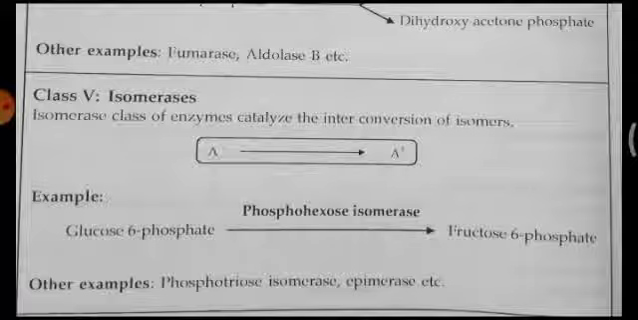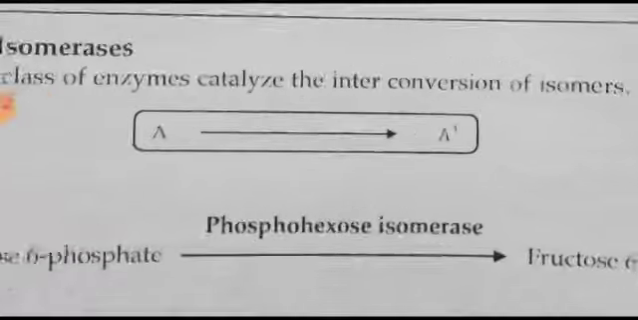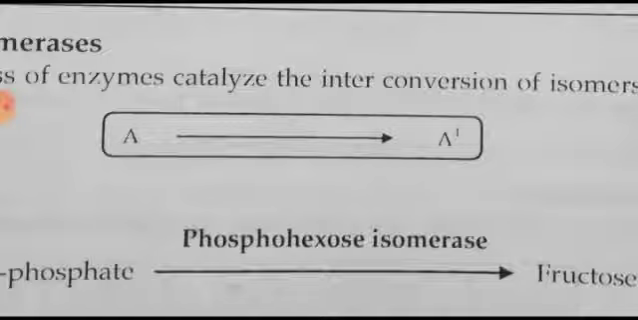Isomerases. Iso means same. Molecules having the same molecular formula but different structural formula are called isomers. The isomerase class of enzymes catalyzes the interconversion of isomers. For example, in the illustration, A arrow A dash, or instead of A dash you can write small letter a, which is a very convenient way of explaining. Capital A converted to small a means A is A only, but it is getting converted from capital A to small a.